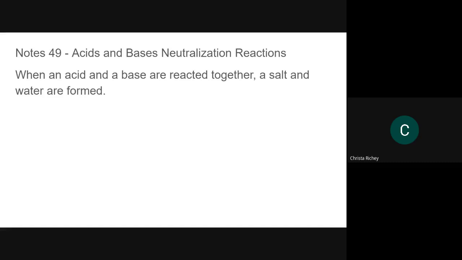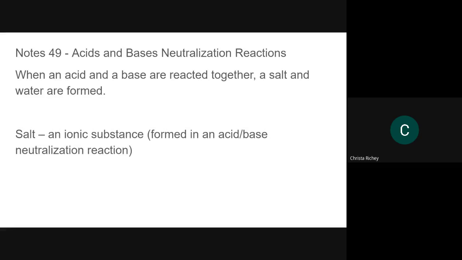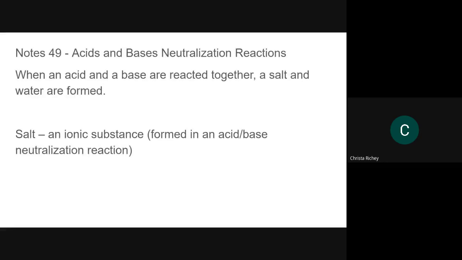Neutralization reactions is the last bit that's on this test. It's been a while since we've done this, but you have to be able to predict products at this point. Okay, and we'll go through a couple of them.